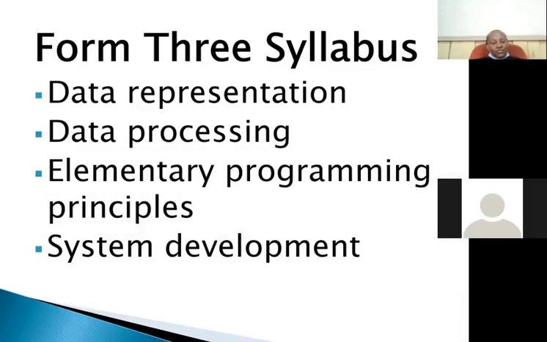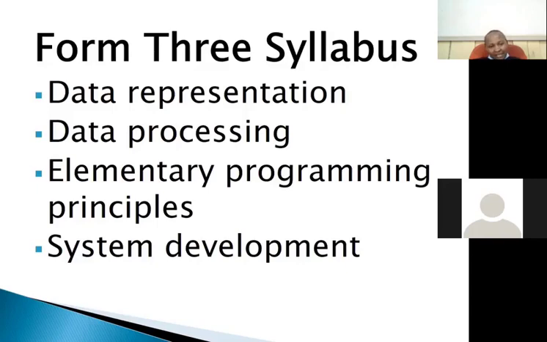Then we move on to Form 3. What questions can you get from the Form 3 syllabus or Form 3 work? You should prepare yourselves on data representation. From the introduction of data representation, then definition of terms, you should be able to prepare yourself. Then you should be able to prepare yourselves on the number systems.